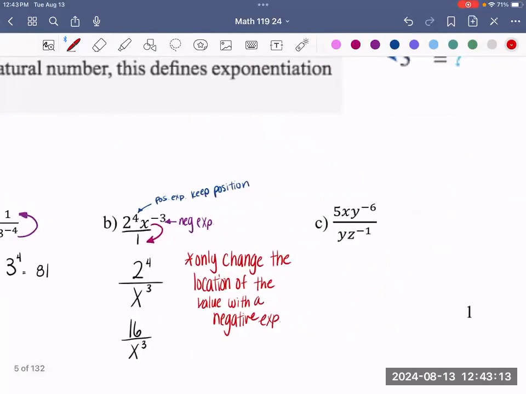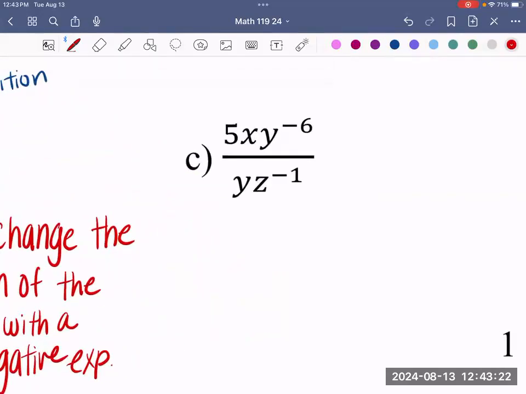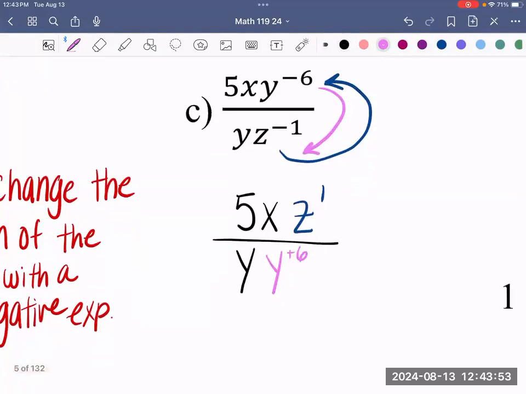So with that being said, can you now try out C? So if you made a mistake, can you go back and fix it? Well, first, let's go ahead and switch those positions of those negatives. So y to the negative 6, that'll come down. And z to the negative 1, that'll come up. So you now have 5x. Z, we said, is now up here. Z to the positive 1 over y times now y to the negative, or positive 6. So sorry, it's now positive.